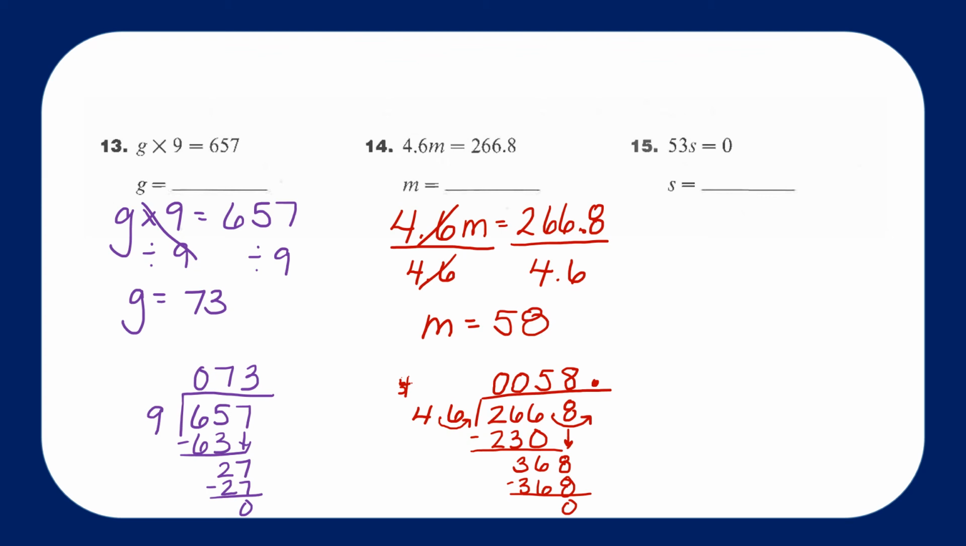All right, question number 15. We have 53 times S equals 0. We're going to divide by 53, and we're going to divide by 53. That cancels each other out. S equals 0 divided by 53. Okay, you can do this. If you have nothing and you divide nothing by 53, you're actually going to get nothing. So the answer is 0.